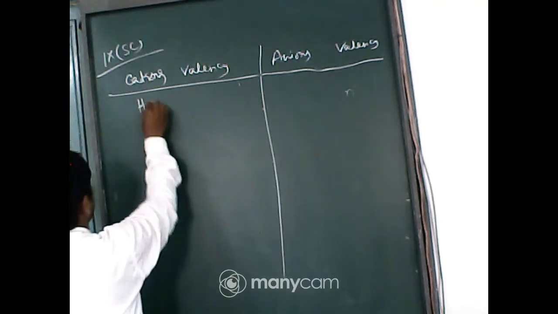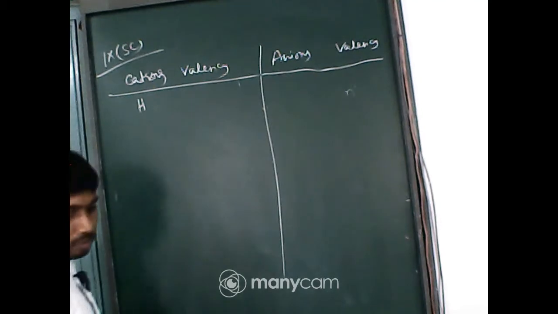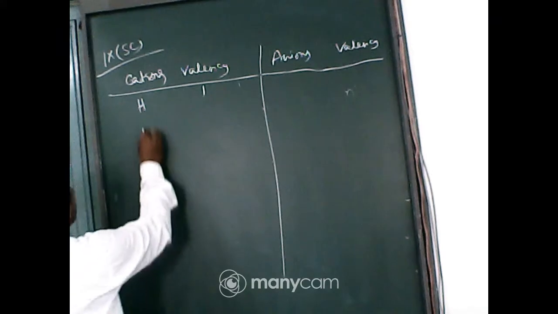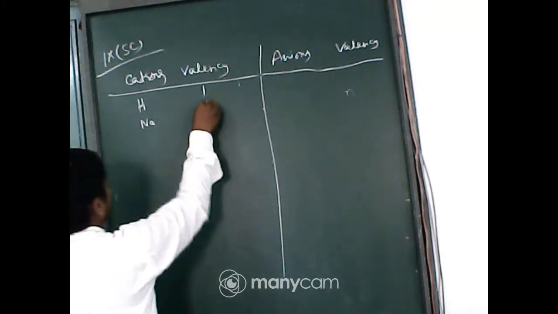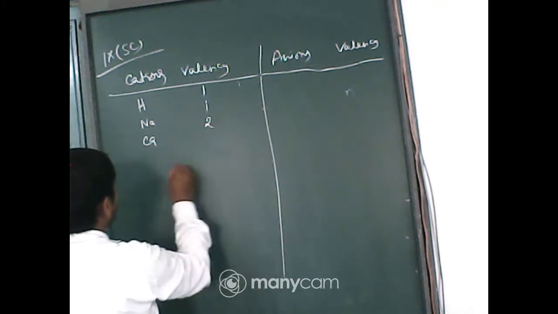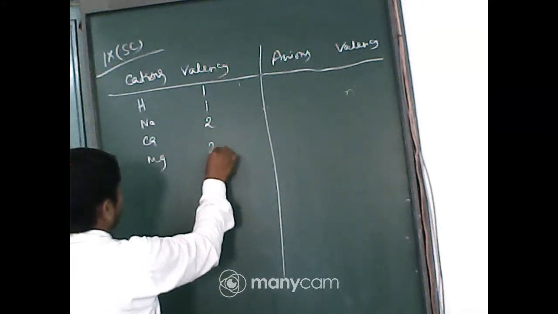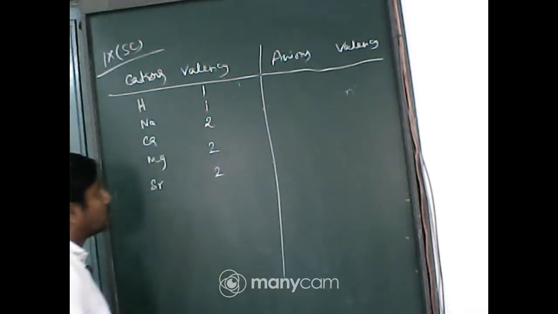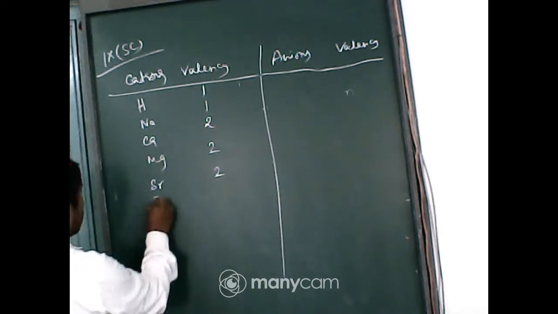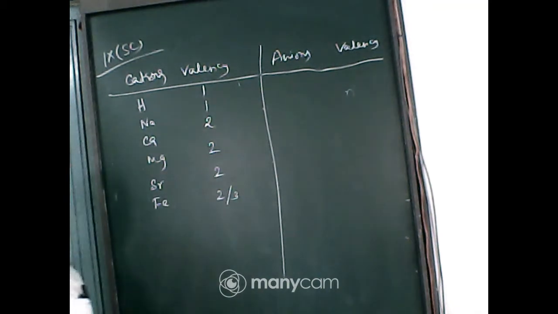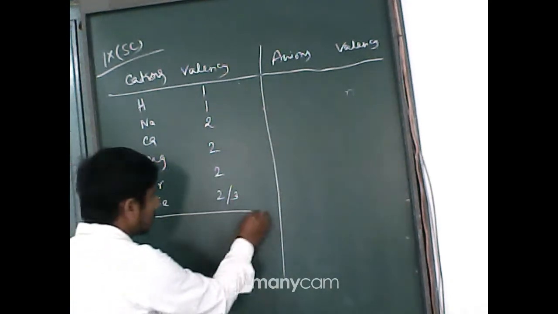Now, first of all, hydrogen, H, valency is 1. Then sodium, valency 1. Calcium, valency 2. Magnesium, valency 2. Strontium, valency 2. Iron, 2 or 3 depending upon the specific compounds. It may be 2 or 3. And what is this property called?